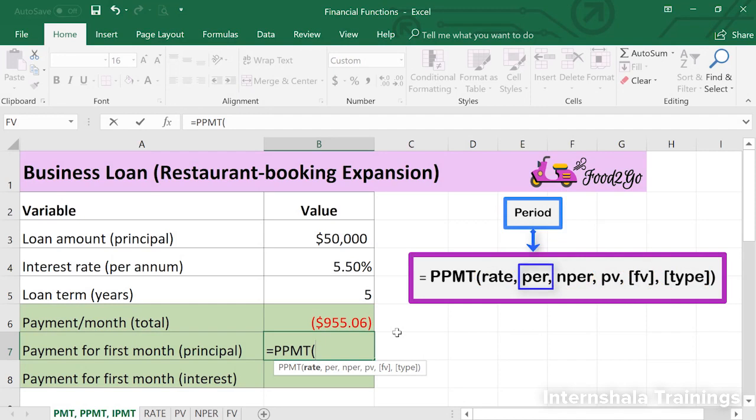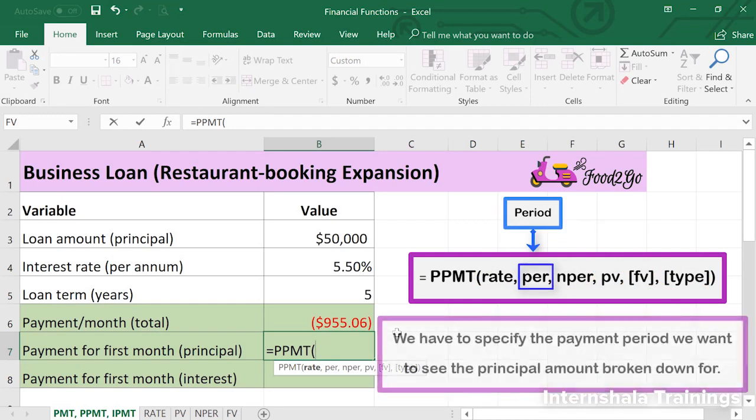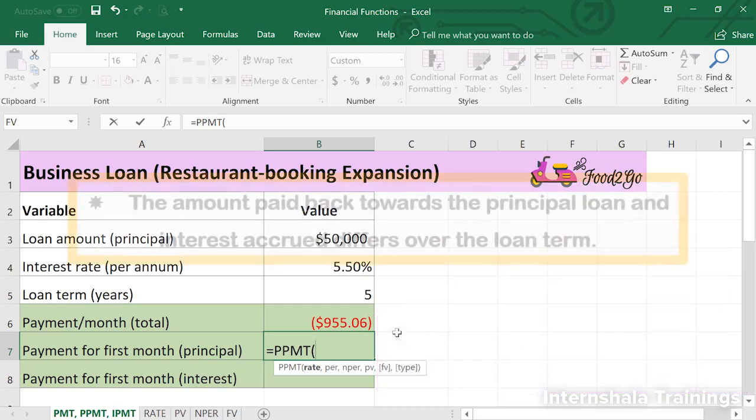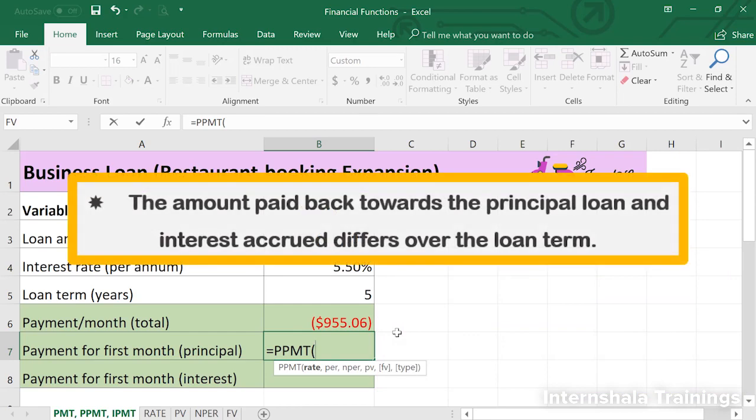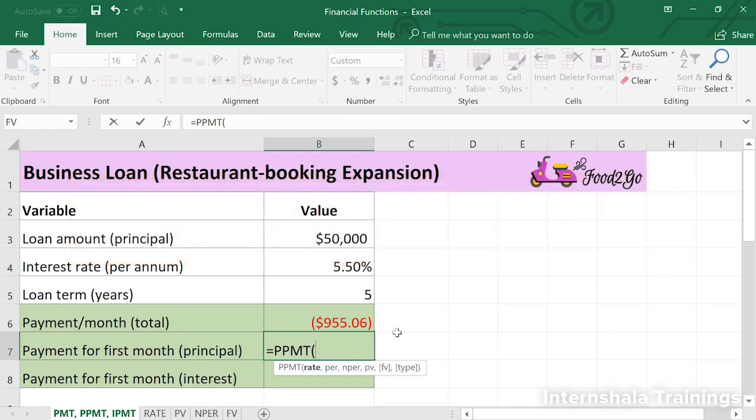PER stands for period, and we have to specify which particular payment period we want to see the principal amount broken down for. This is important to specify because the amount paid back towards the principal loan and interest accrued differs over the loan term as the outstanding loan amount reduces. Let's take a look at period 1 to start with, which is the first monthly payment.